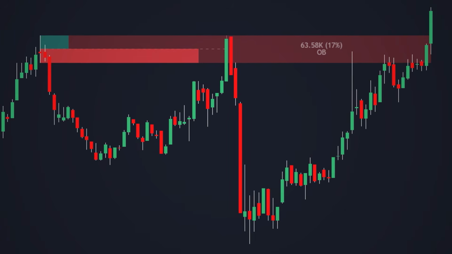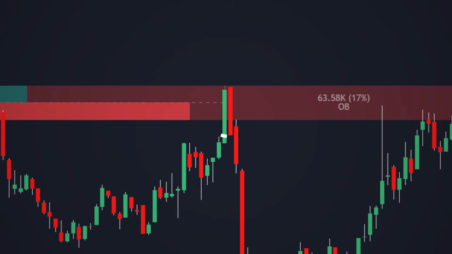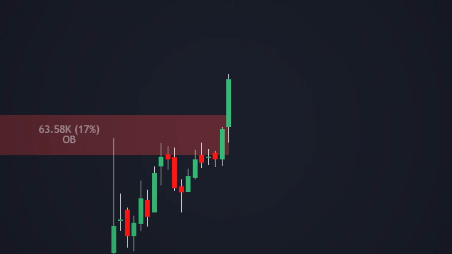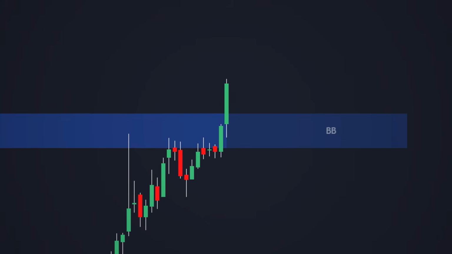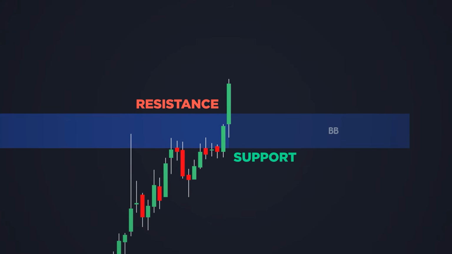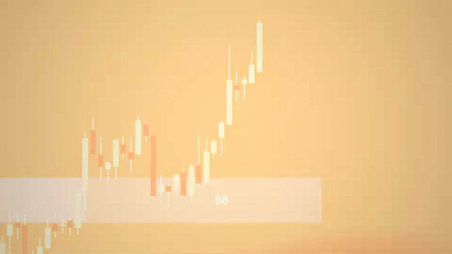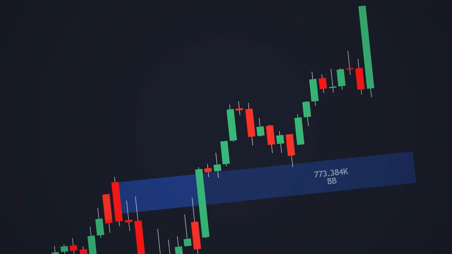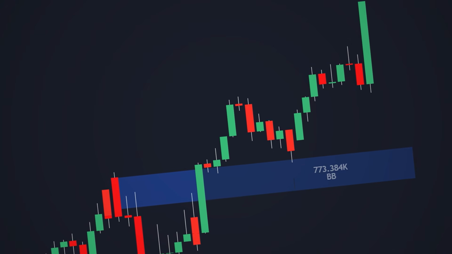Check this bearish order block example. It acted as resistance several times before price finally broke through it. The moment it became a breaker block, that old resistance turned into new support, making it a perfect area for buys. This is just one example of how the toolkit helps you spot high probability trades before they play out.